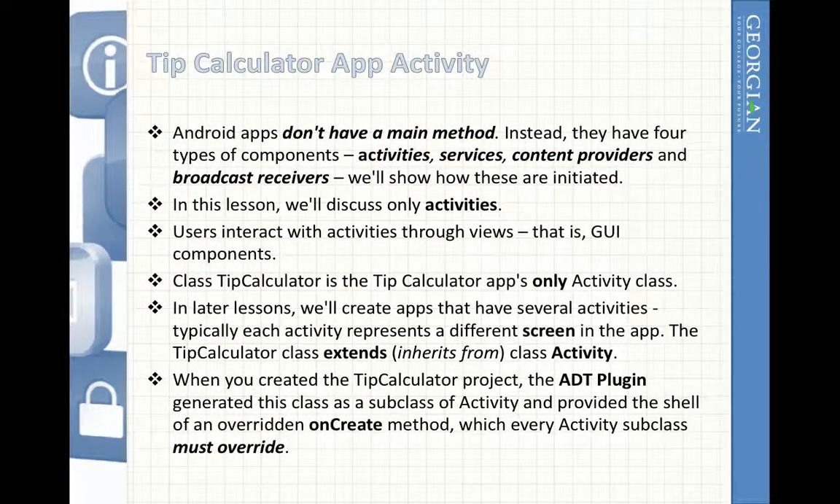So again, one thing we've noticed is that Android apps don't have a main method. This is something to notice. And we're going to talk about activities. This is the main thing we're going to talk about. This tip calculator class we made extends or inherits from the superclass Activity. That's what it does. And then of course the onCreate method. Every activity has that, and we must override the onCreate method.